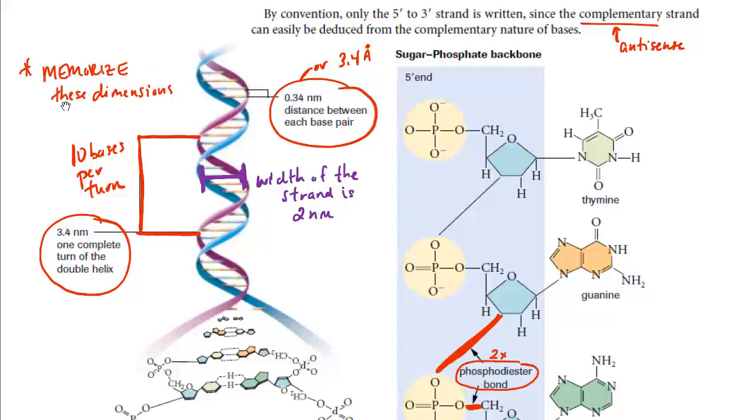Okay? Memorize these dimensions. It's going to matter. So 2 nanometers, 10 bases per turn, 3.4 nanometers per turn, 0.34 nanometers or 3.4 angstroms for the distance between those two. Okay, and I'll accept either of these answers as we're going forward.